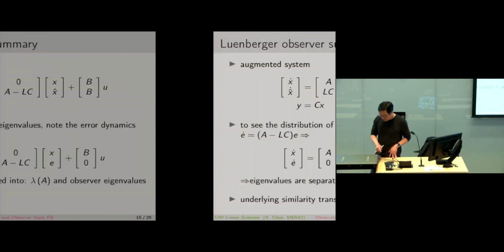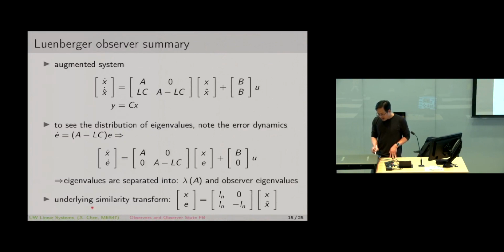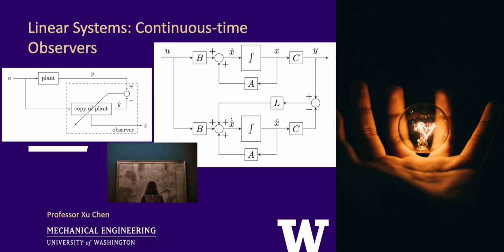All right? And the underlying similarity transform between this form of the augmented system and this form is very easy. We know that the error equals X minus X hat. So E equals identity matrix times X minus identity matrix times X hat. That is the similarity transform. This is an invertible matrix, so it defines a similarity transform.